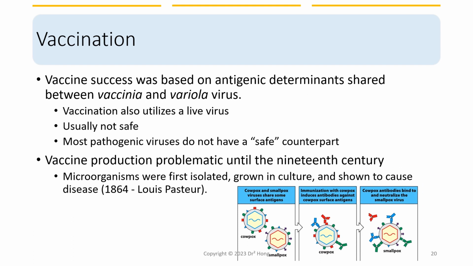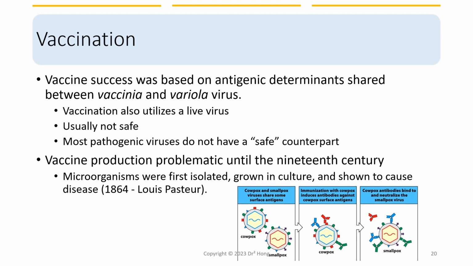Vaccine success was based on antigenic determinants shared between Vaccinia and Variola virus. The vaccination with cowpox virus elicited neutralizing antibodies that react with antigenic determinants shared with smallpox virus. Shared antigenic determinants of cowpox also elicit protective T-cell immunity against smallpox. However, vaccination using live virus is usually not safe.